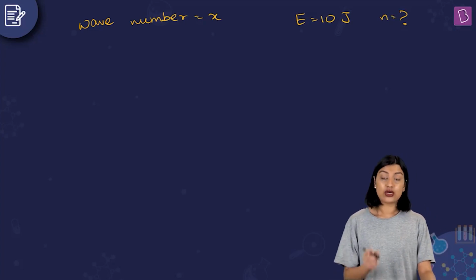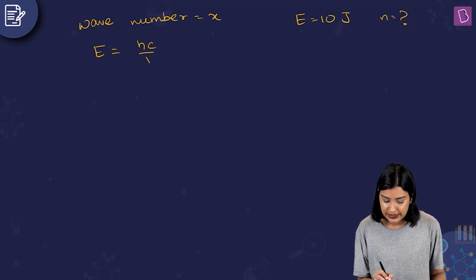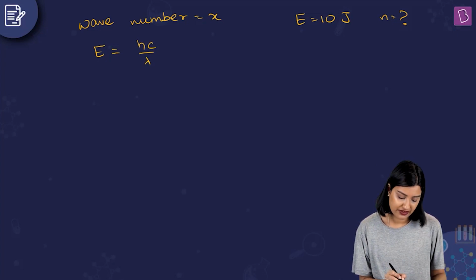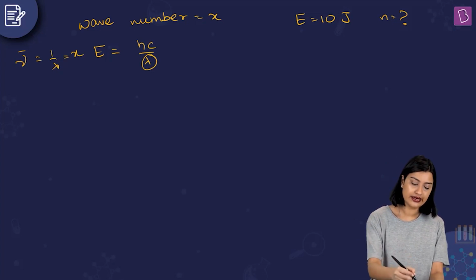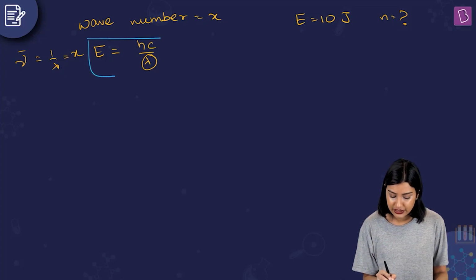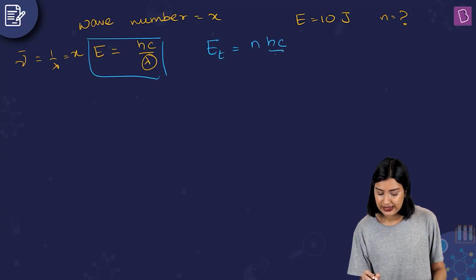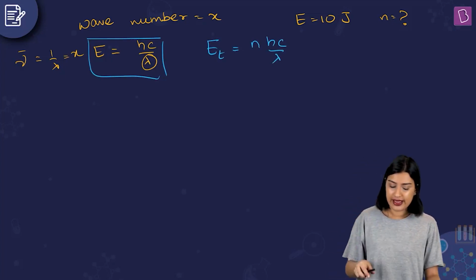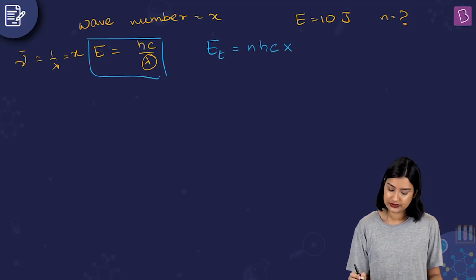Okay, see. What is the formula that we're going to use? We know that E is equal to hc by lambda. You know that wave number nu bar is equal to 1 by lambda. So this nu bar is given to you as x, so this thing will become hcx, right? However, we need to talk about number of photons. This energy equation is for one photon, so now total energy E total will be nhc by lambda. Instead of by lambda, I'll write nhcx.